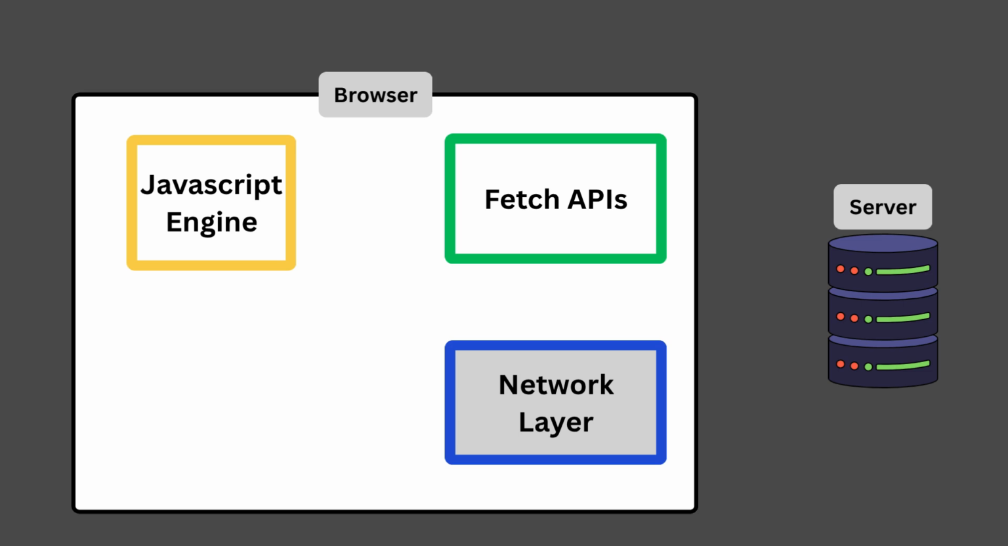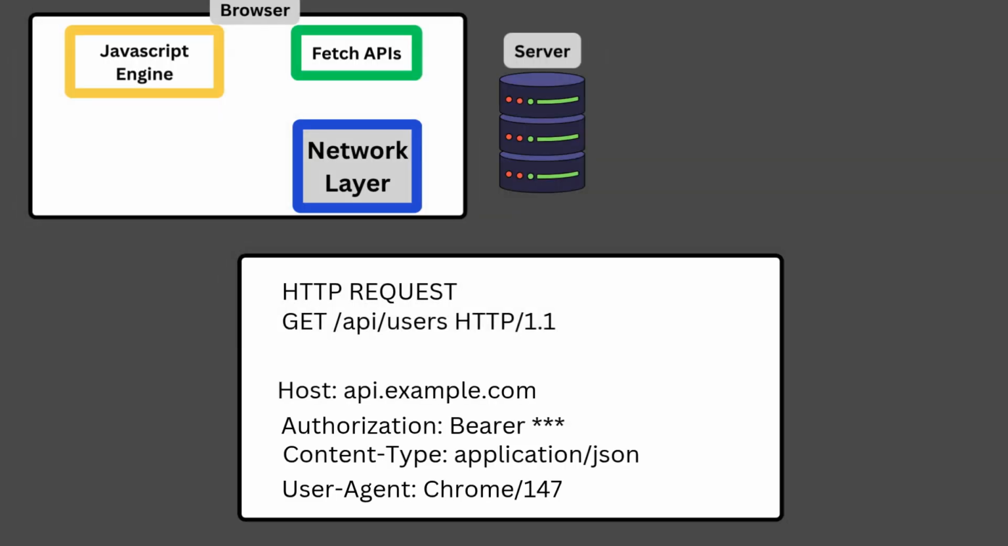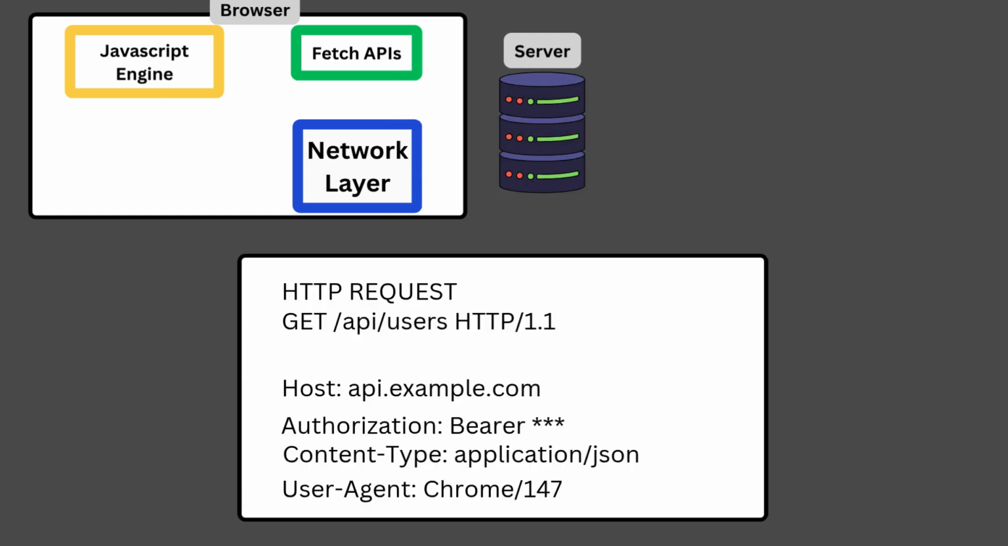The browser then creates an HTTP request. This request includes not just the URL, but also additional information called headers. Headers provide context about the request. For example, the host header tells which server we are contacting. The authorization header may include authentication tokens. The content type header describes the format of the data being sent. And the user agent header identifies the browser and device. So a request is not just data. It is a structured message with metadata.